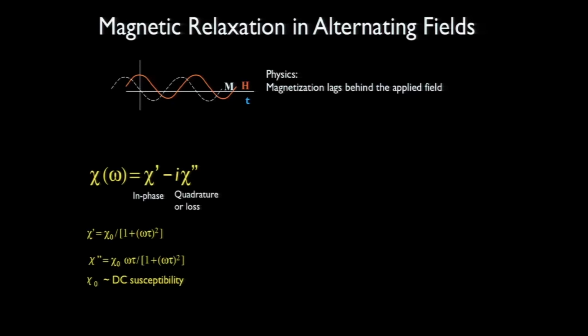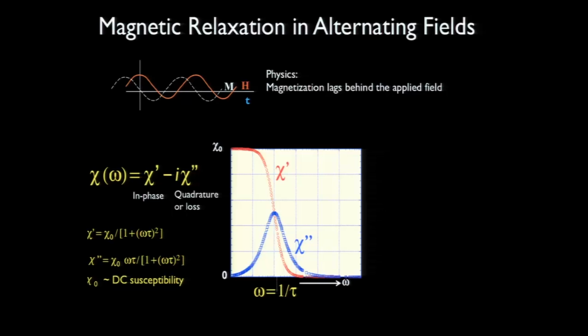The magnetization lags behind the applied field, so the susceptibility has a real part and an imaginary part. You have an in-phase component and a loss component. In the ideal case, when the applied field is far less than the anisotropy field, we are in the so-called linear regime, and in the linear regime, you get this ideal behavior. You have the real part of the susceptibility, this is the imaginary part of the susceptibility as a function of frequency, and the peak occurs at a frequency that is inversely related to the relaxation time.